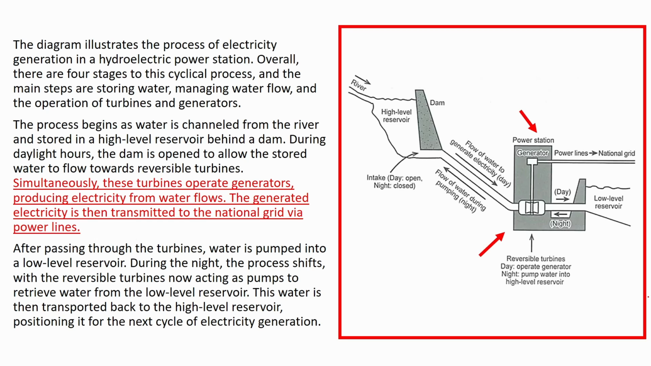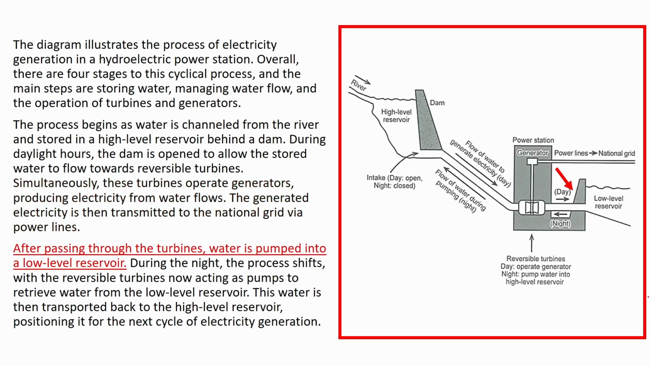Now the last part of this. After passing through the turbines, water is pumped into a low-level reservoir, now at night. During the night, the process shifts, with the reversible turbines now acting as pumps to retrieve water from the low-level reservoir. This water is then transported back to the high-level reservoir, positioning it for the next cycle of electricity generation. So I described the process in detail and mentioned the main steps in the overview.